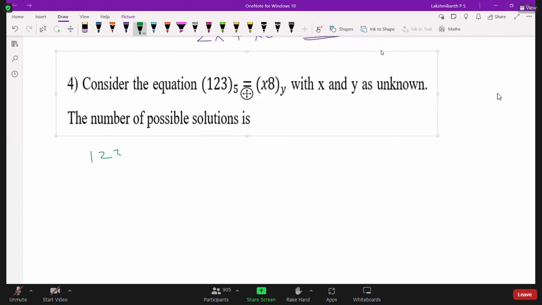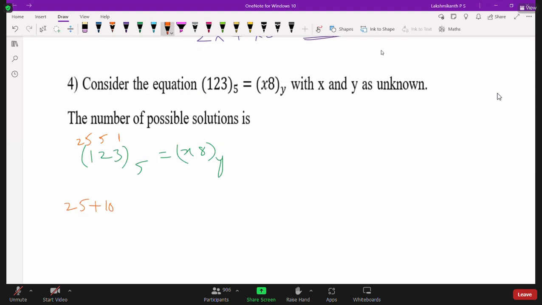See, 1 2 3 base 5 is equal to x8 base y. So 1 2 3 base 5, how will you write here? The place values you should write. So this is 25, this is 5, and this is 1, right? So you can write 25 plus 10 plus 3, which is equal to xy plus y power 0, 8. So 25 plus 10, 35. So 38 is equal to xy plus 8. So what is the xy value? xy is 30.